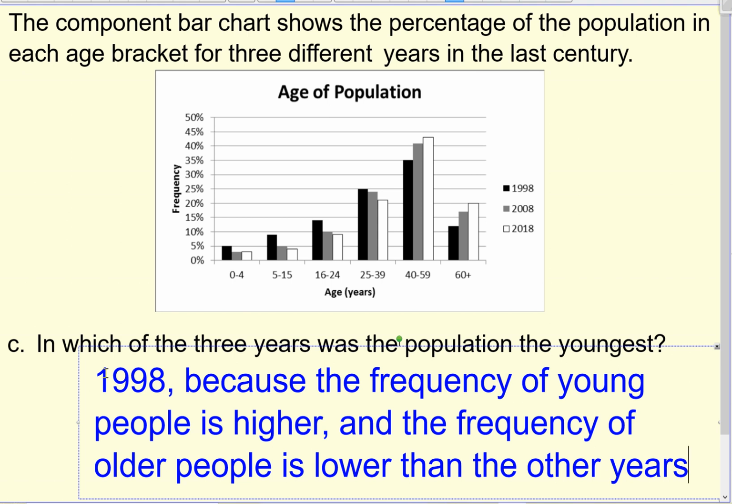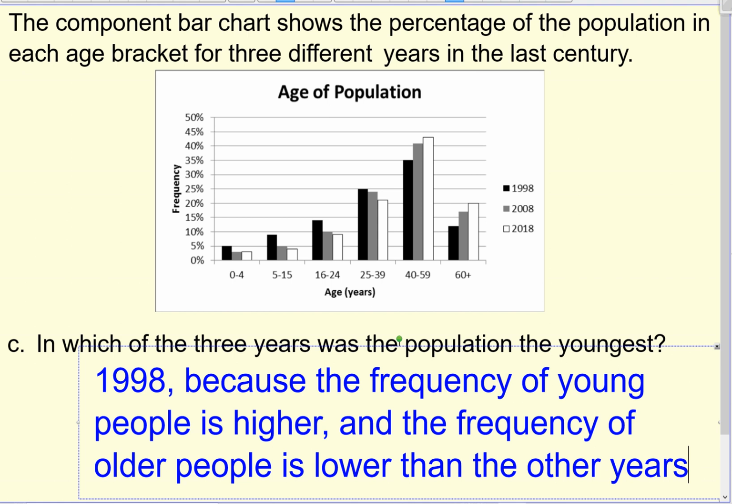Now, if you were somebody who worked in the government and looked at population trends and what that meant in terms of the facilities that you were providing, you would use this information. So you would say, okay, well, what does this mean? It means that in 1998 our population had a lot more younger people, so we probably needed more, I don't know, youth centres and that kind of thing, whereas in recent years we've got a lot more older people, so we need more care homes and that kind of thing.